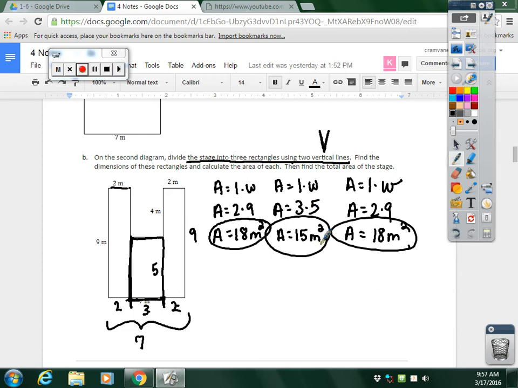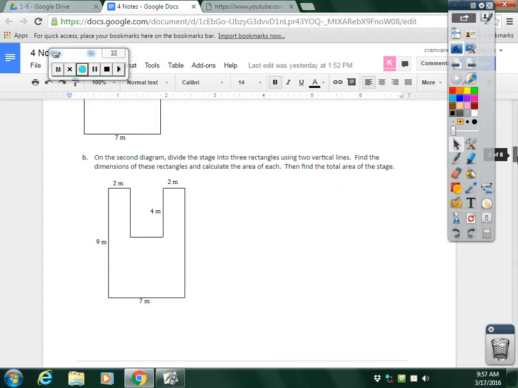Okay, 2 different ways to do the same problem, but again, when you add these two, 18 plus 18, quick mental math is 36. If I add 15 to it, I'm going to get the same area for this stage that I did with the first problem, but we did it in different ways just to show you that you can cut it into a million different shapes probably and still come up with the same answer. Just have to be able to calculate the dimensions correctly.